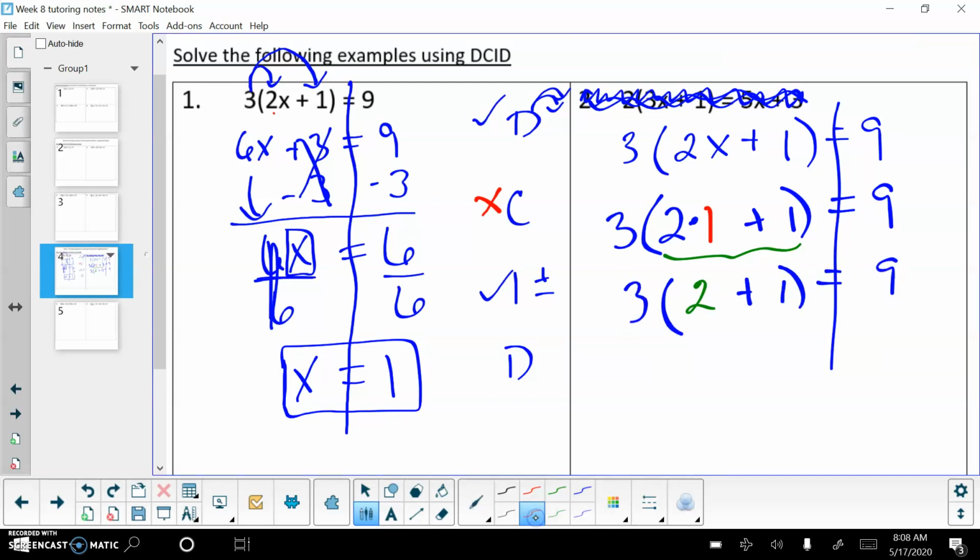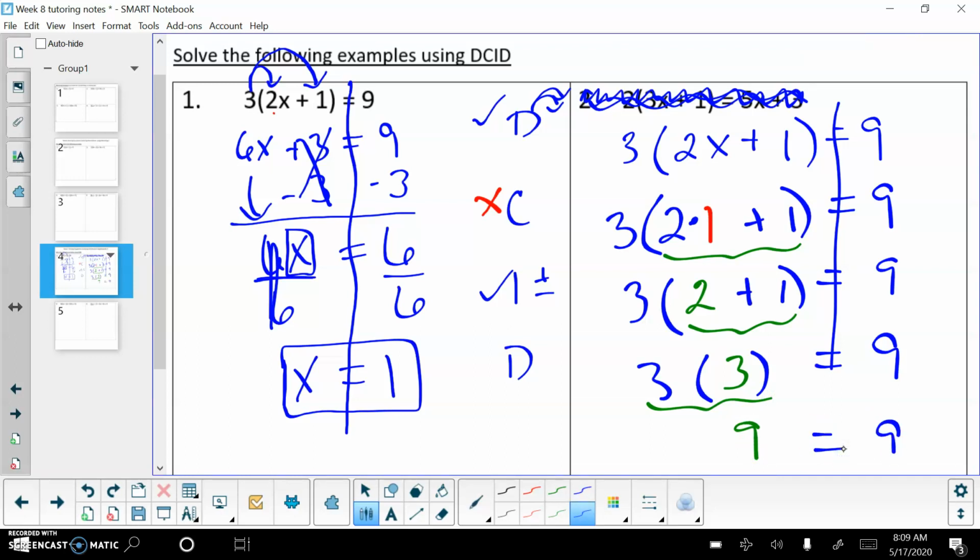I'm still working inside my parentheses here. Okay, so now I'm going to add 2 plus 1 is 3. And everything else stays the same. And now I'm going to multiply here. And 3 times 3 is 9. And 9 does equal 9. We got the same thing on the right side as the left side, so the equation balanced. So x equals 1 is the correct answer.